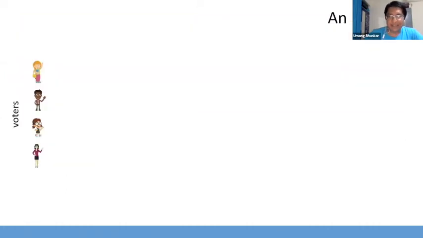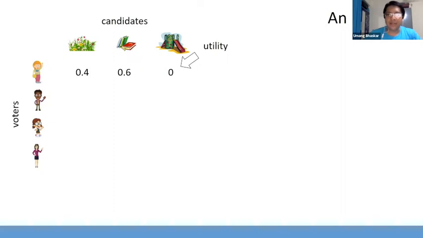So let me start with an example. In my example, there are 4 voters, and the 4 voters amongst them have to choose one from amongst a set of 3 candidates to construct. They can choose to construct either a garden, a library, or a children's playground. And as Aris mentioned, I'm going to assume that there are these underlying cardinal utilities. So every agent has a numeric utility for each of the candidates. The first agent, for example, has utility 0.4 for the garden, 0.6 for the library, and she doesn't like children's playgrounds for some reason. This is true for all of the other voters.